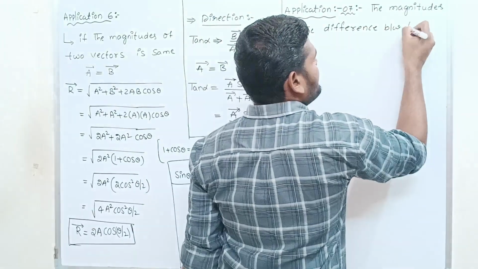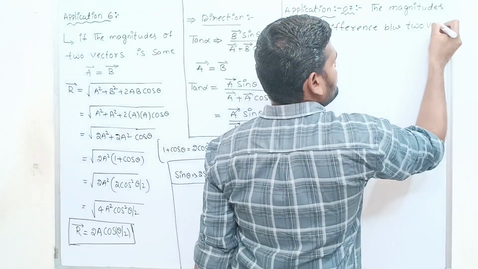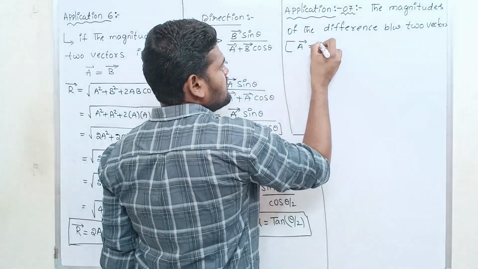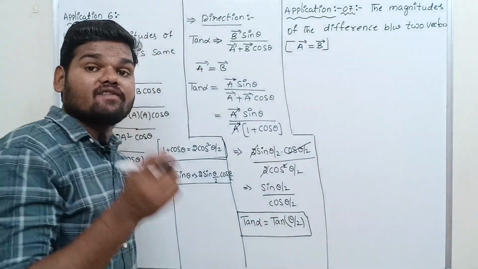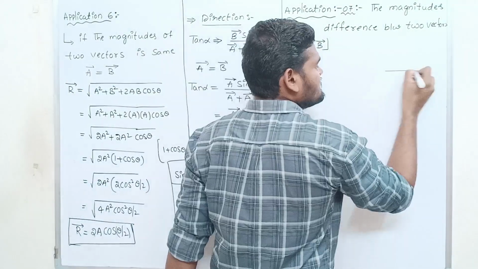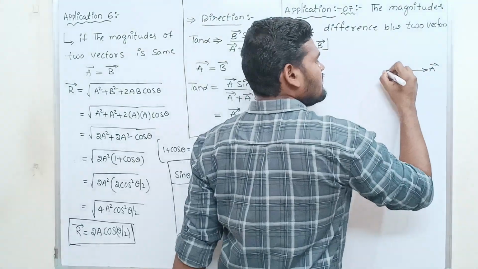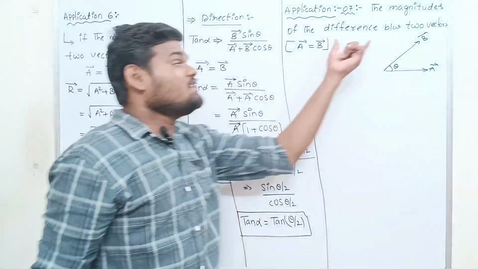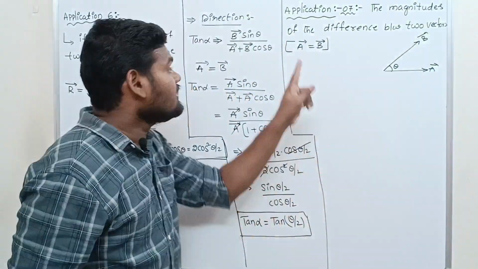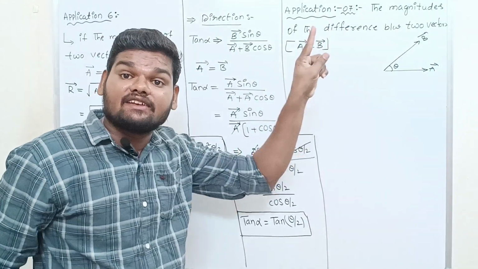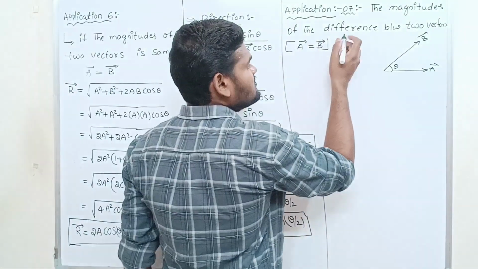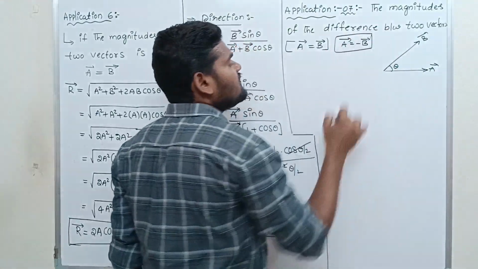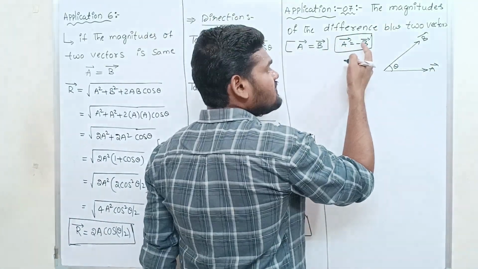The magnitude of the difference between two vectors. That means the two vectors are equal, a bar is equal to b bar. Magnitude of the difference between two vectors means we take the a bar vector and this b bar vector, and the angle between them is theta. But for the difference, it means we need a bar minus b bar.